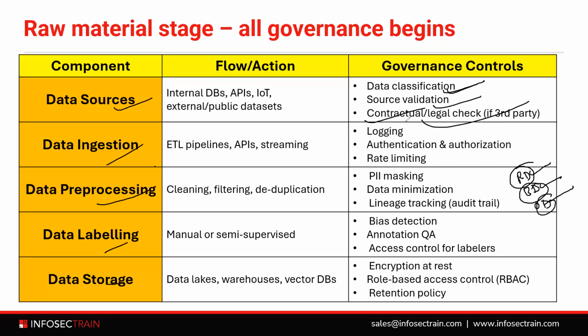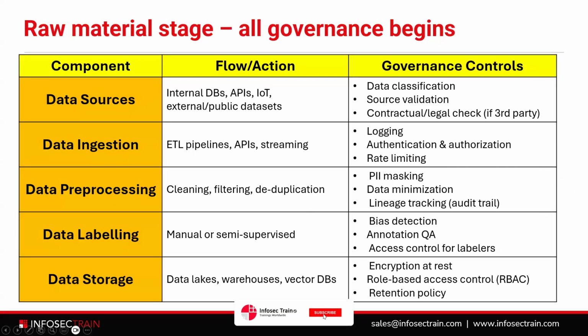Second, when you ingest data, logging, authentication, and rate limiting are required. Rate limiting is basically maintaining the flow of data. So that is also very important. And when you're doing pre-processing like cleaning and filtering, meaning you're removing noise and all that, make sure you mask the PII data if you collect it, and minimize the data. And the rest is basically for storage. We have encryption and all that. So these are basically the things we require. Are the basics clear?